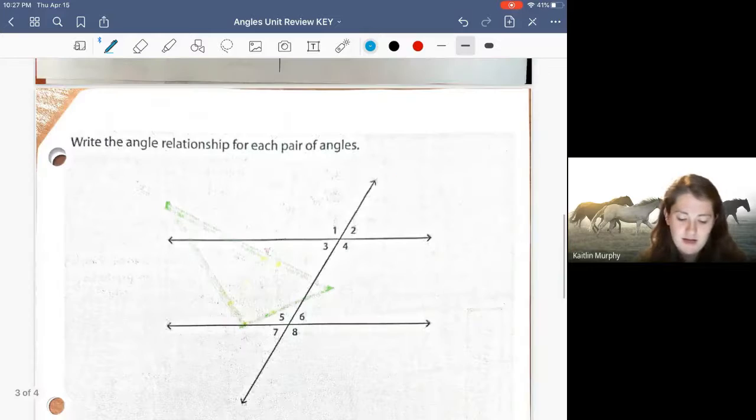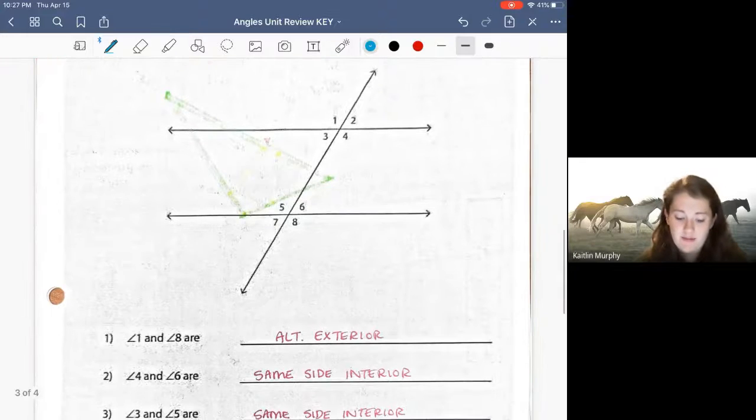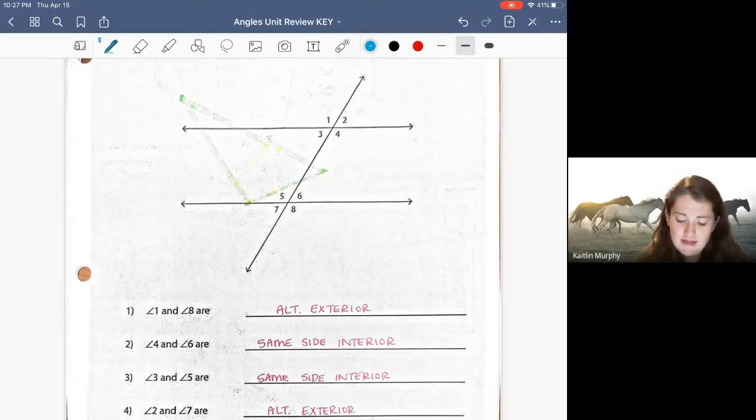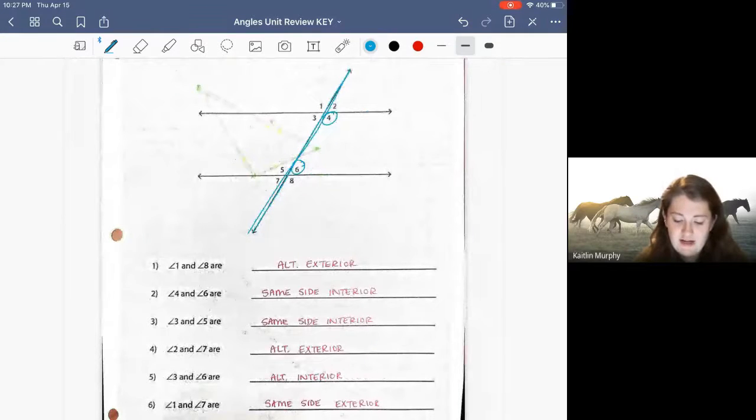Perfect. Okay, back here we've got all of our names here. So angle 1 and angle 8, these are on the outsides and they're opposite. So that is alternate exterior. Okay. Angle 4 and angle 6 are on the same side of the transversal. When I say same side, I'm talking about this transversal. So on the same side of that transversal, and they're interior. So that's same side interior. Number 3 and number 5 are also same side interior, just the other ones.